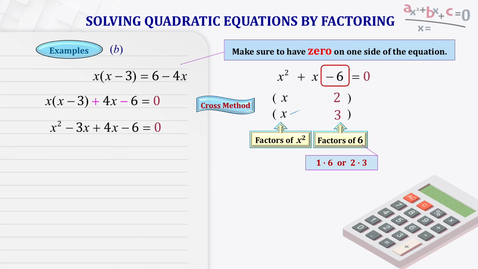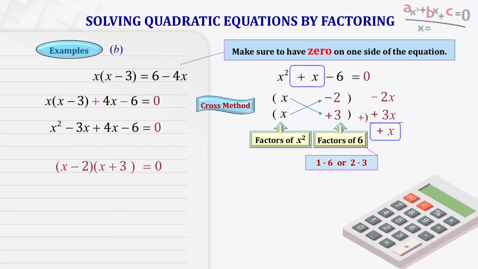Then we cross-multiply to get 2x and 3x. And look at the sign of the last term. It is minus, which means that either 2 or 3 should have the negative sign. However, the sum of those products must match the middle term plus x. So we choose minus 2 and the plus 3 combination to have the sum of plus x. Place a minus sign for 2 and a plus sign for 3 to have x minus 2 times x plus 3 equals 0.